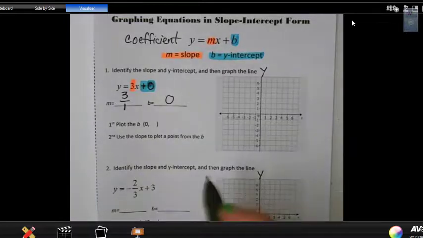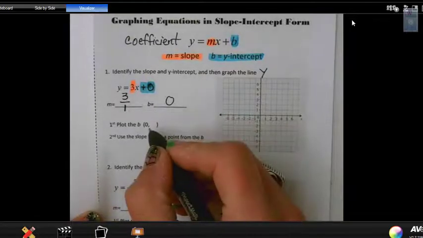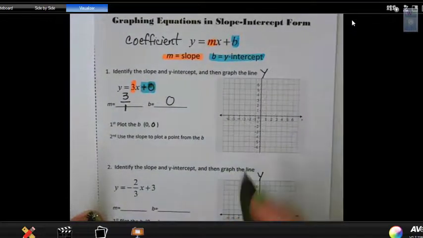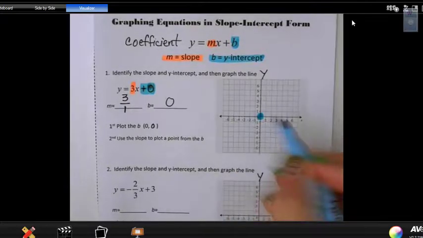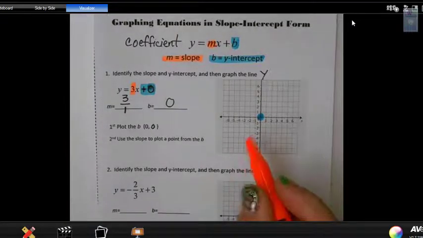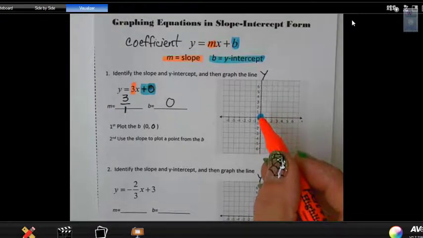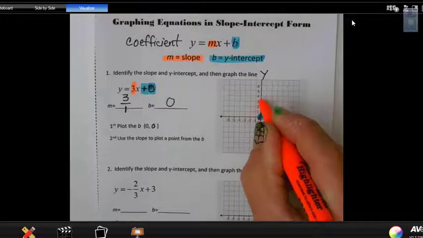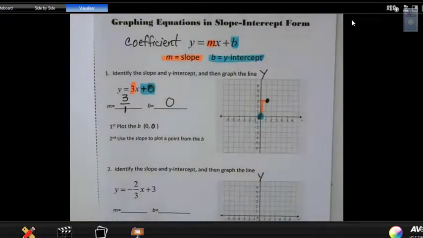Now you can see on the directions, the first thing we're going to do is plot the b, or the y-intercept. And it's actually an ordered pair, 0, comma, and we fill in what we ended up getting. And we're going to plot that first. And I'm using my blue on the y-axis, 0, 0. Now I'm going to use the slope, so I'm going to grab my orange, and from the y-intercept, plot another point using the slope. So I'm going to rise up 3 because it's positive, and I'm going to go over 1. And then I'm going to plot that next point.